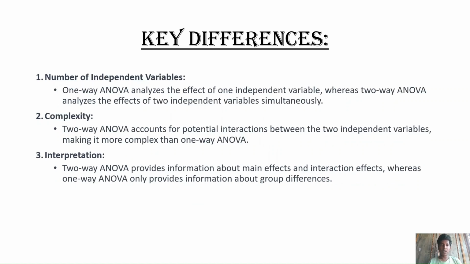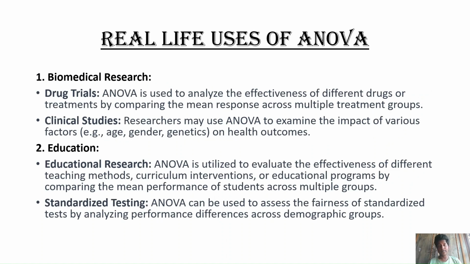Key differences. Number of independent variables. One-way ANOVA analyzes the effect of one independent variable, whereas two-way ANOVA analyzes the effect of two independent variables simultaneously. Complexity. Two-way ANOVA accounts for potential interaction between the two independent variables, making it more complex than one-way ANOVA. Interpretation. Two-way ANOVA provides information about main effects and interaction effects, whereas one-way ANOVA provides only information about group differences.